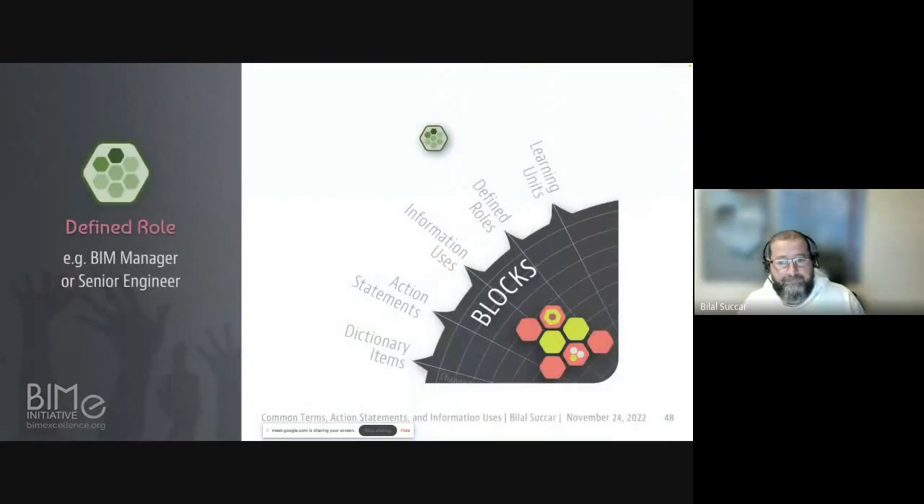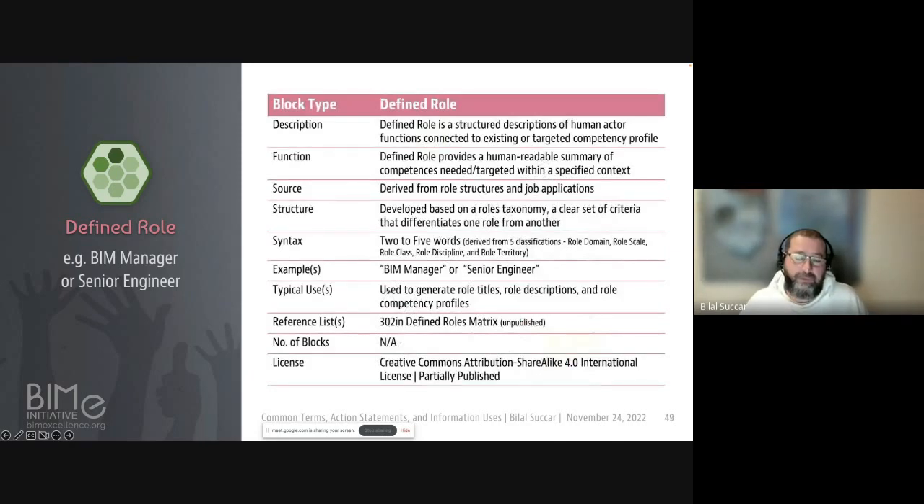Now let's look at defined roles, which is another knowledge block. And here you see we've covered this basic block as a dictionary item. We look at the statements, and then we went into something a bit more complex like information uses. And now we look at defined roles. Defined roles is also a way of understanding the functions of a person in a specific context. Meaning, an example of a defined role is a BIM manager or senior engineer.